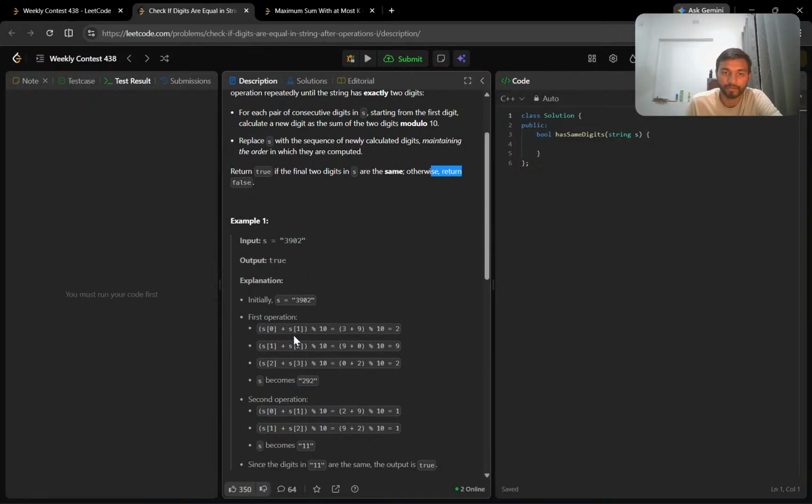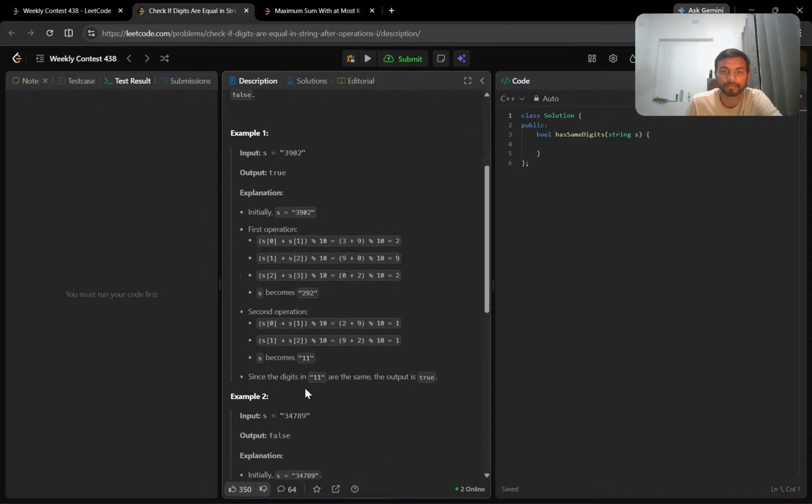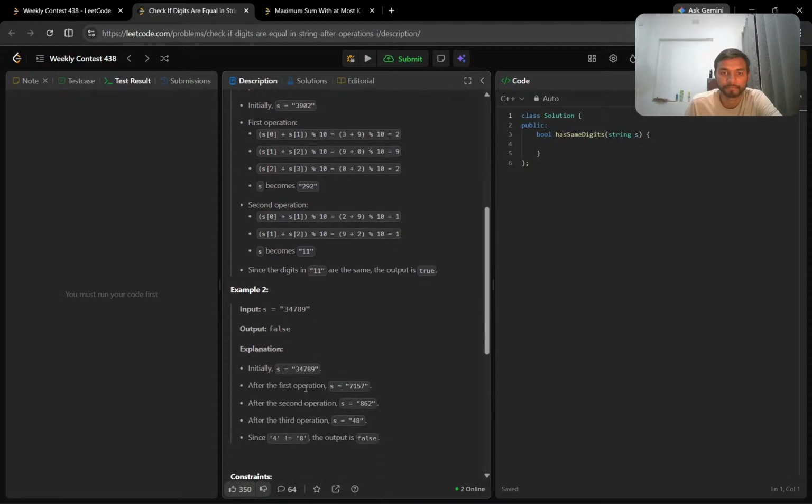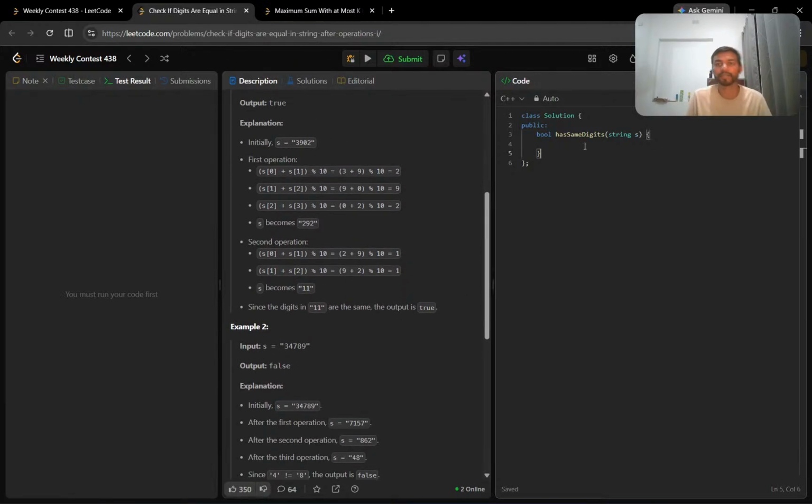So what we need to do is add the numbers and then take the modulo, and then okay, 292. So we just have to repeat it.